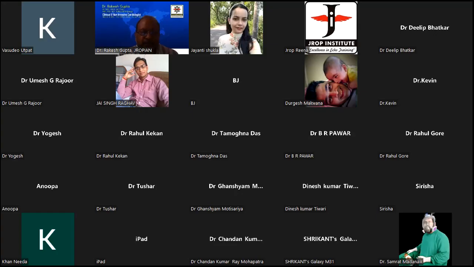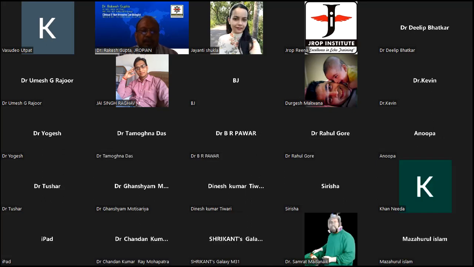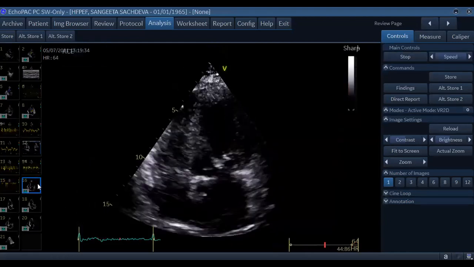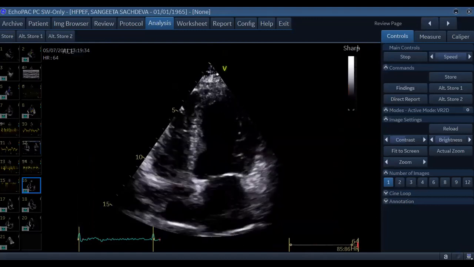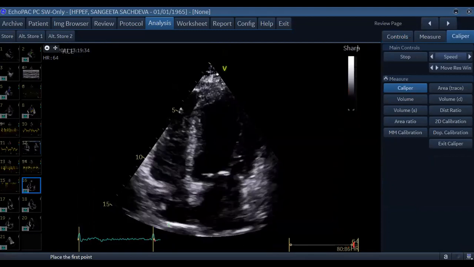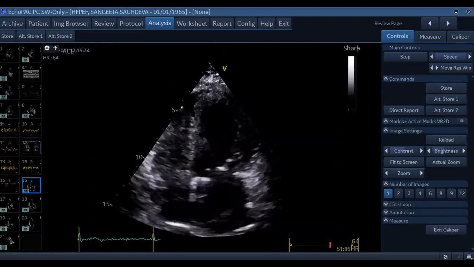And the same thing you can do in your patient. Suppose I've got this patient and I use my caliper controls.